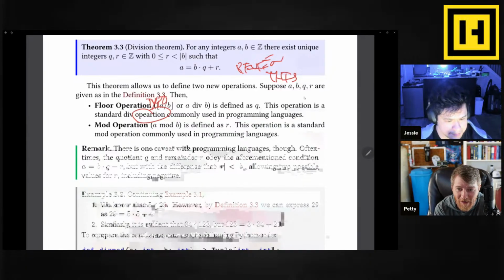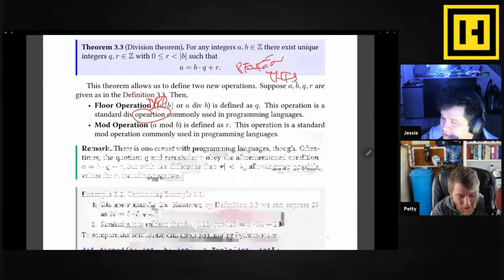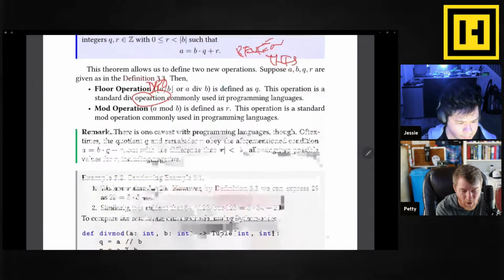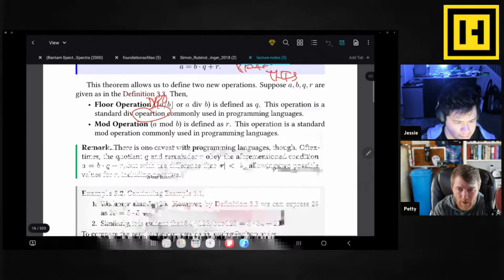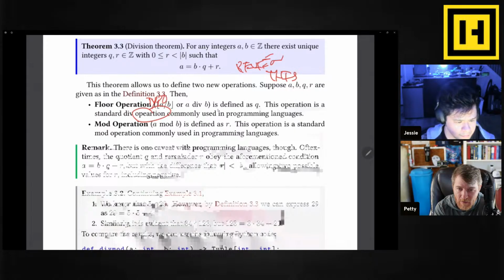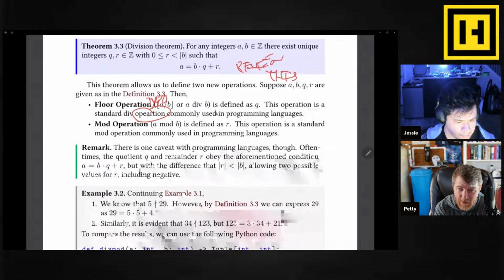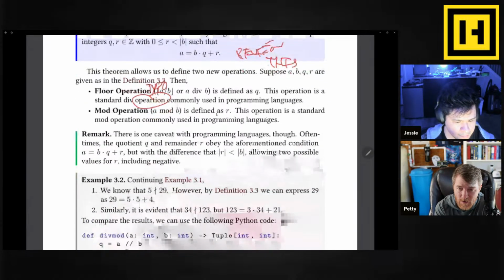I already did. Yeah, I fixed it. The mod operation: A mod B is defined as R. So this operation is a standard mod operation commonly used in programming. That's the mod operation. I think it's where you're going to spend a lot of time, especially in cryptography, because you're always using integer fields.